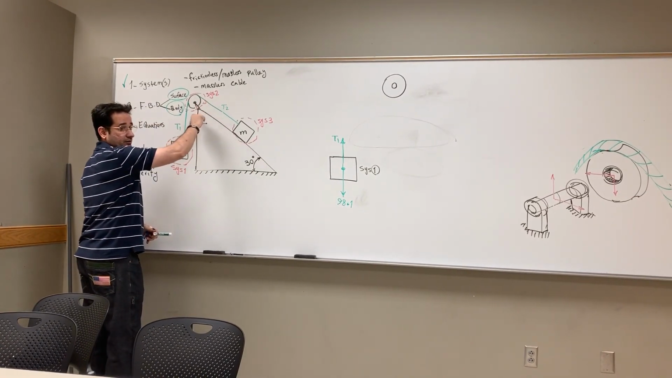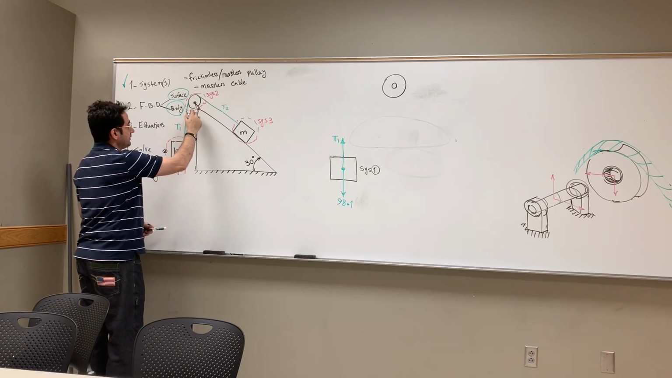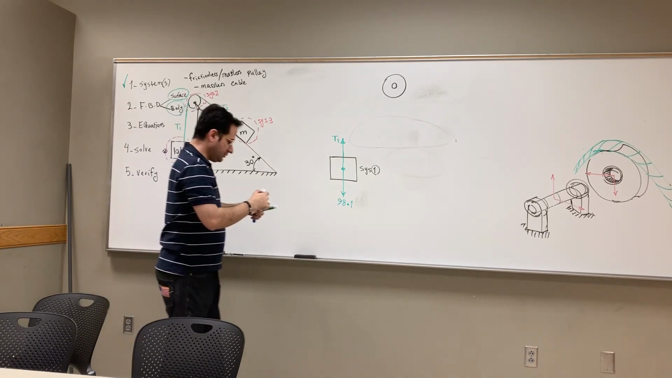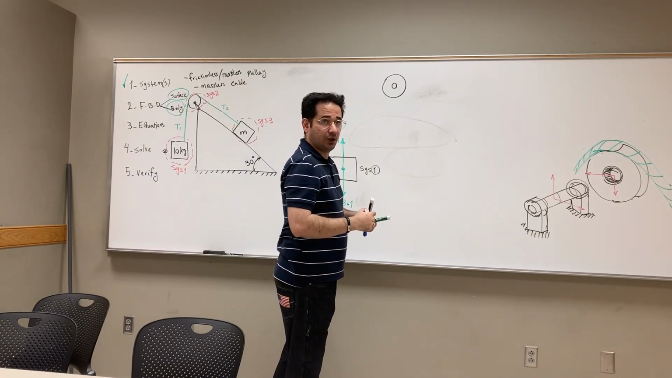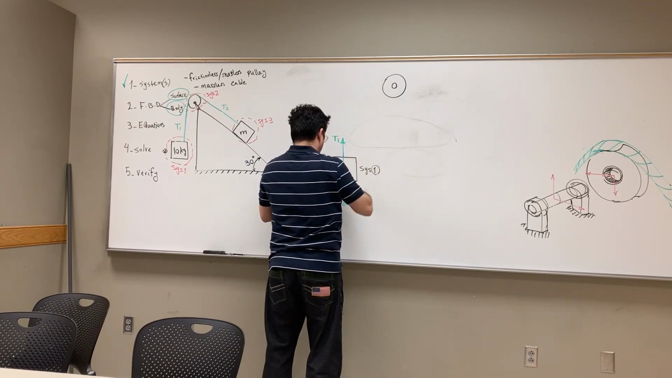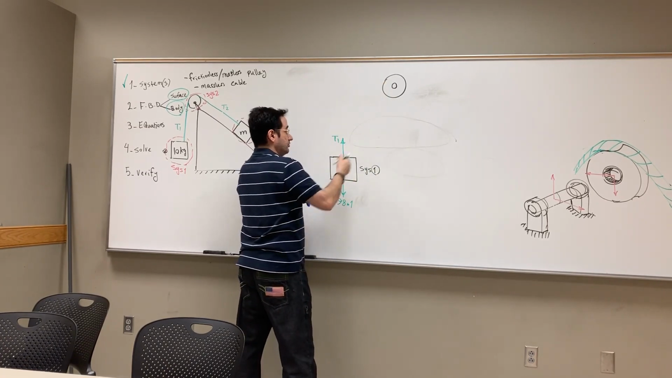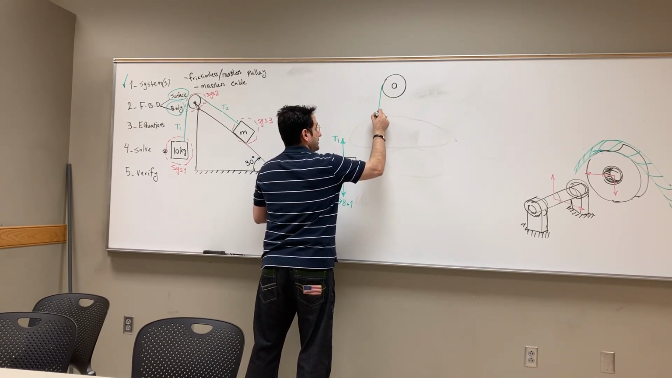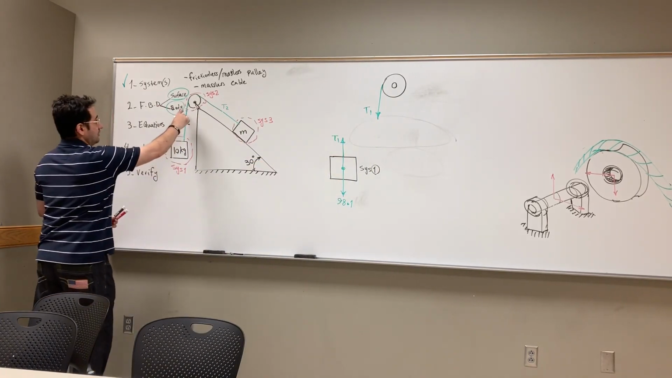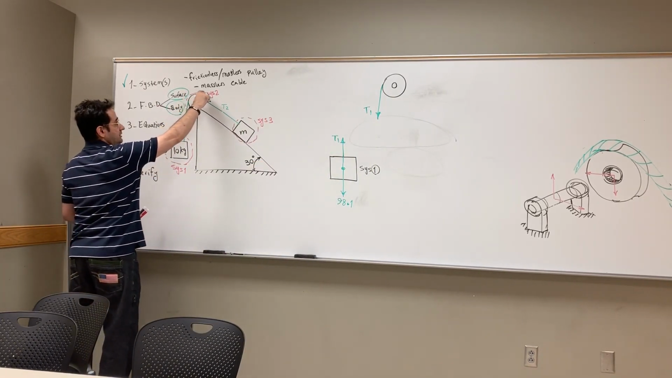Walk around this dashed line, right? The first thing I cut is the tension in this cable. Do I have it? No, but I already introduced a variable for it, so just use this. So you have T1, but it's going to be opposite in direction. You see that? And then continue walking. You're not cutting anything.